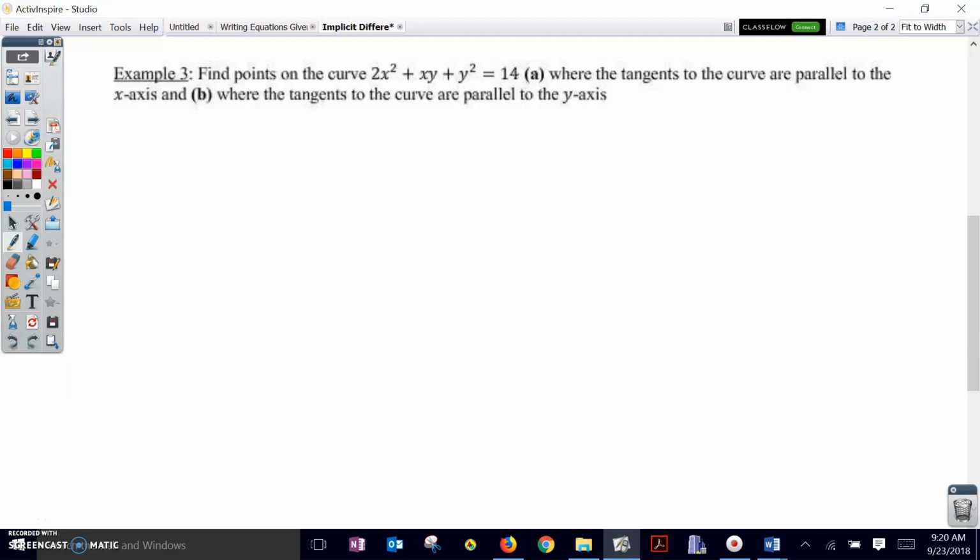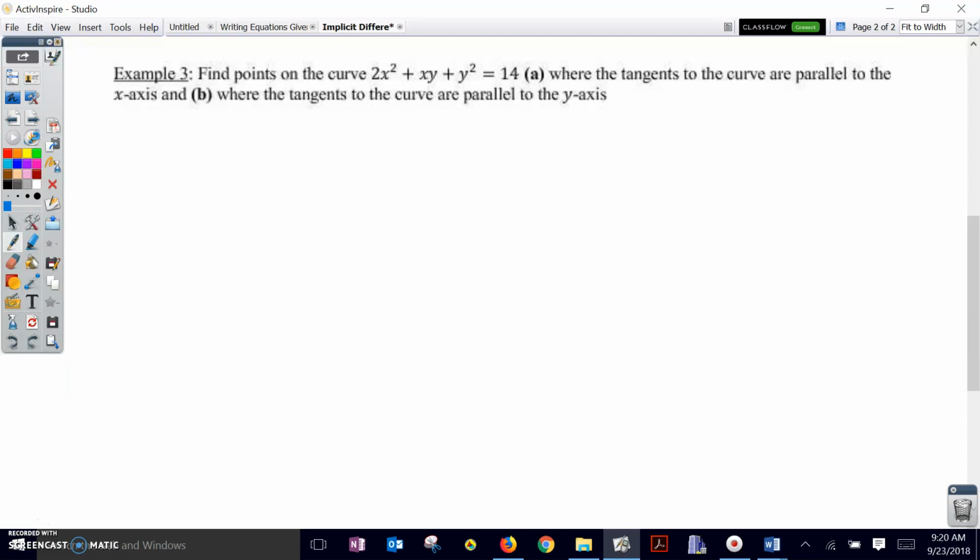Alright, welcome back everybody. In this video we're going to look at example 3 from the Implicit Differentiation 2 lesson. So we want to find points on the curve 2x squared plus xy plus y squared equals 14. First, where the tangents to the curve are parallel to the x-axis, and second, where the tangents to the curve are parallel to the y-axis.